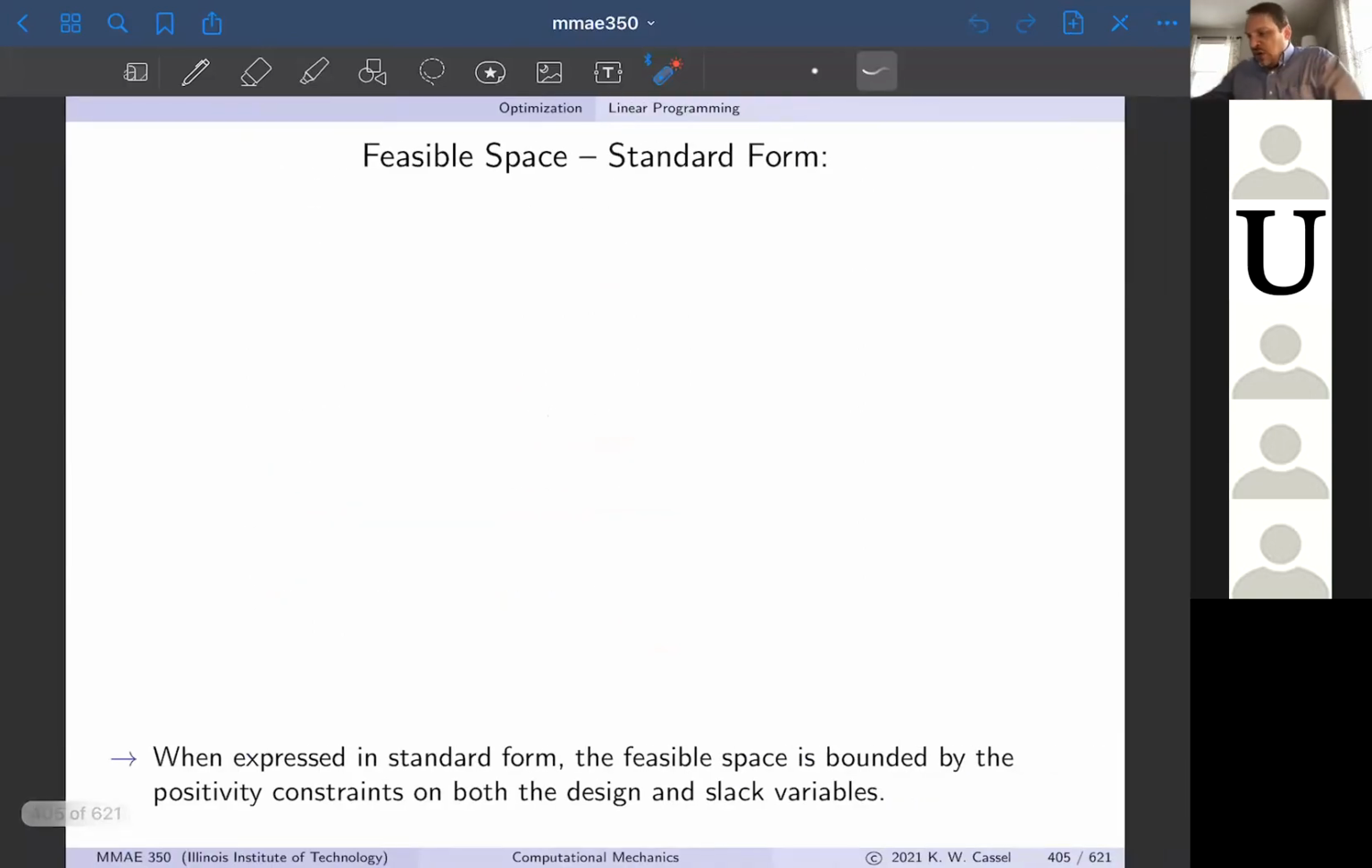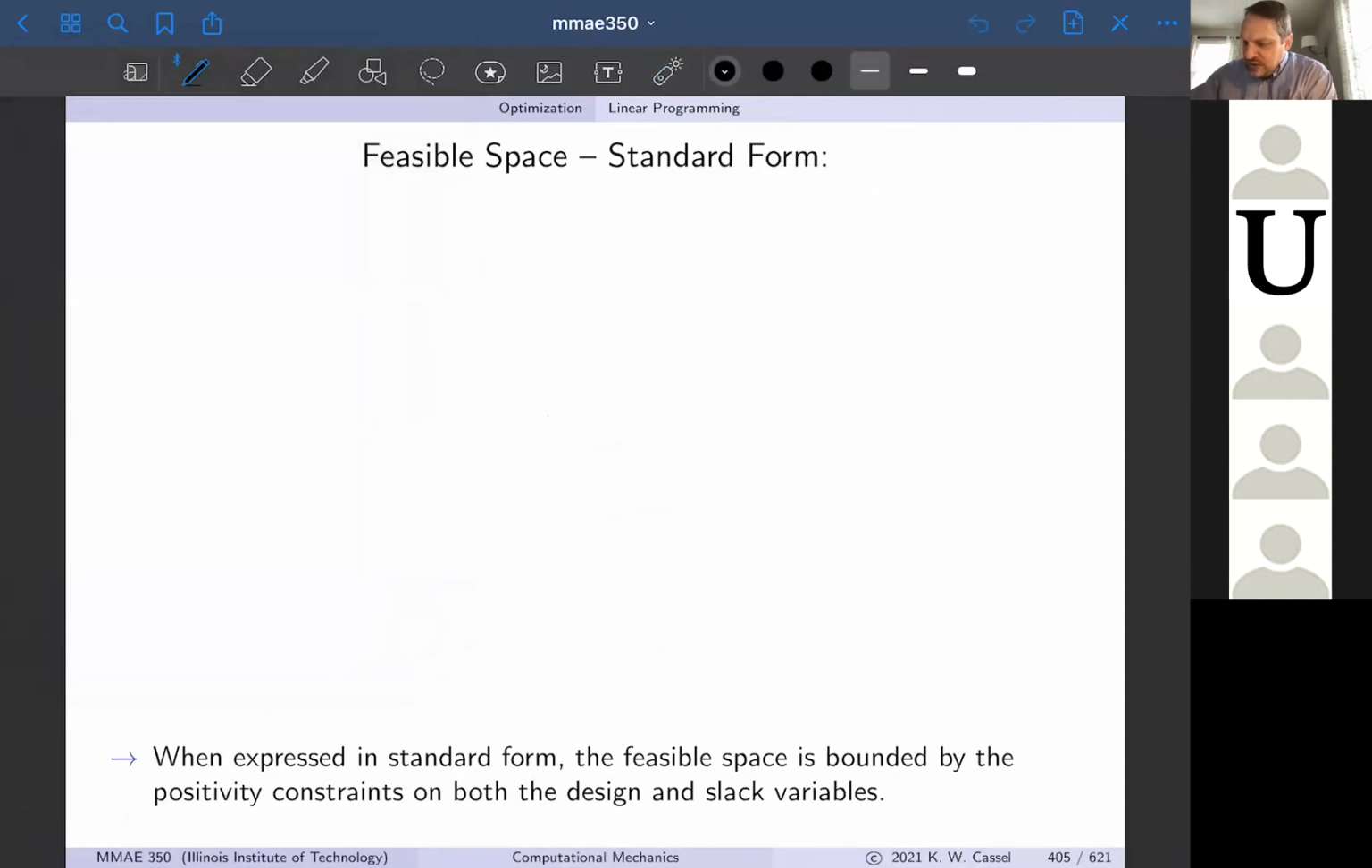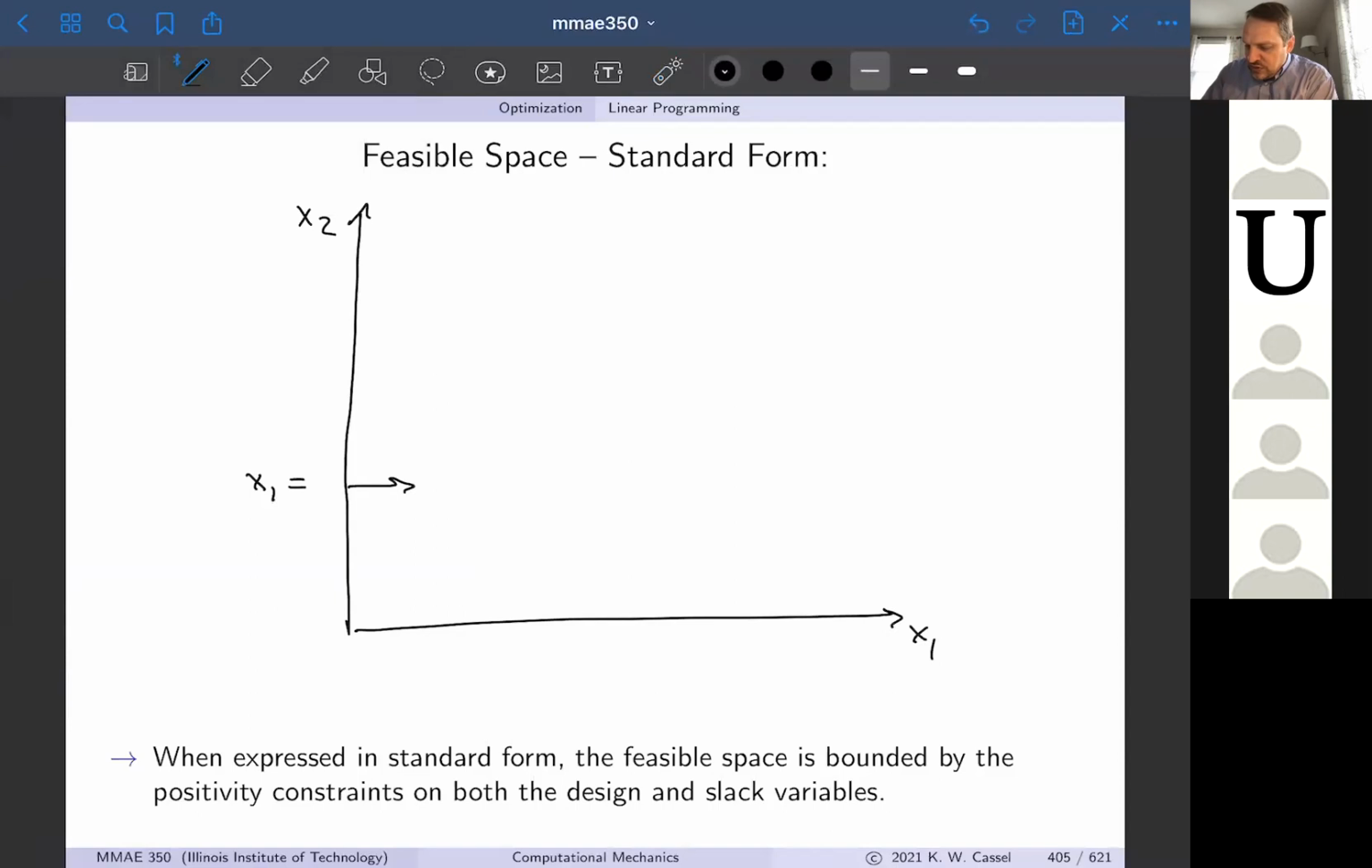So let's redo our feasible space. This is not going to be any different than it was on Tuesday, but I'm going to express it slightly differently because now we have these slack variables. So we still have x1 and x2, just like before. The feasible space will be the same. So it's to the right of x1 equals 0, and above x2 equals 0, because again, it has to be in the first quadrant. Positivity constraints on the design variables x require it to be in the first quadrant. x is positive and s is positive.